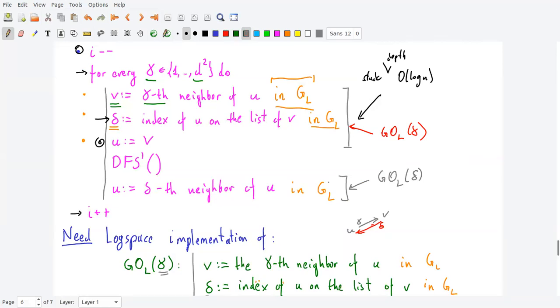Good. So what we need to do in order to implement this DFS in Logspace is implement this macro, go L of gamma.